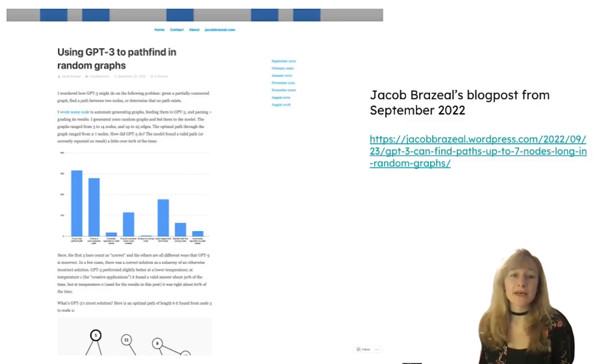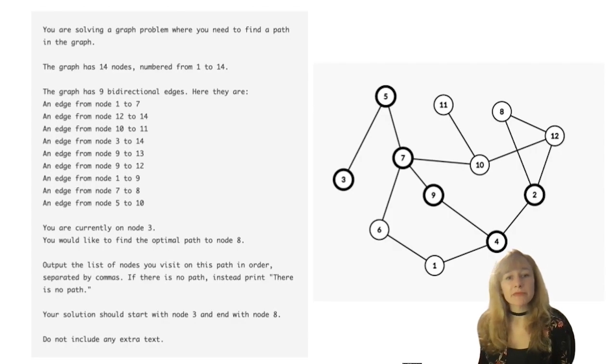So last year I was reading Hacker News and I stumbled across this blog post from a guy named Jacob Brazio. This was September 2023. He was describing an experiment he ran where he would try to do pathfinding on a graph by describing the problem to GPT-3. Here on the left you can see his prompt.